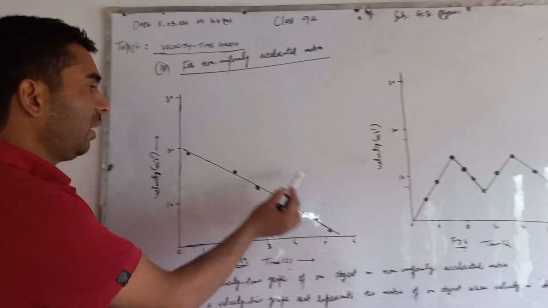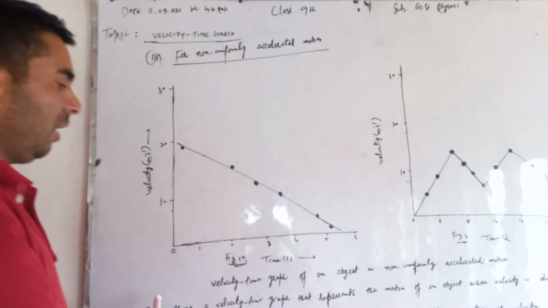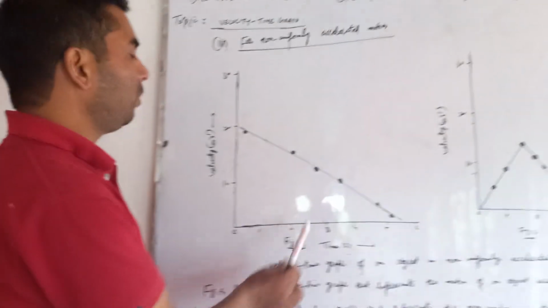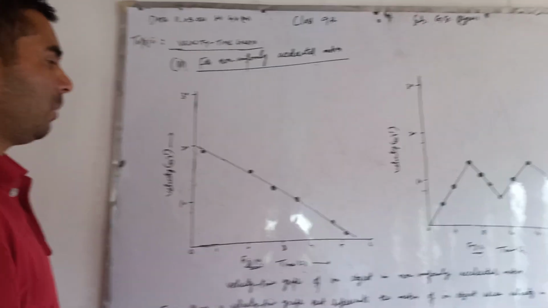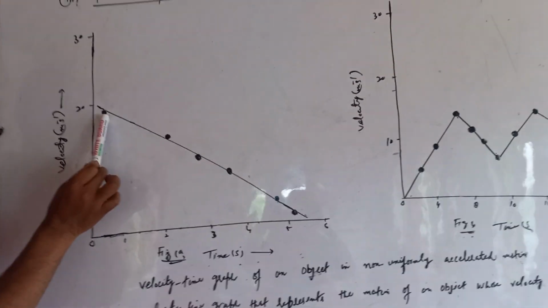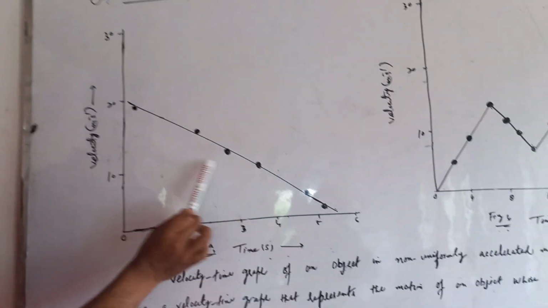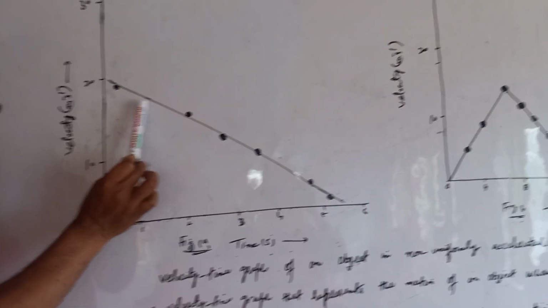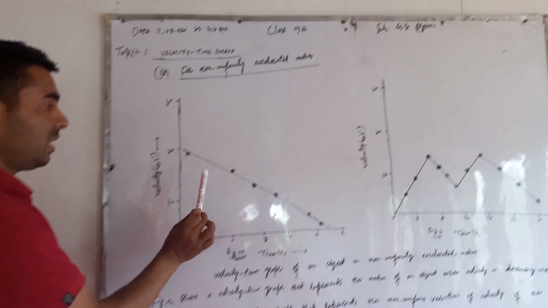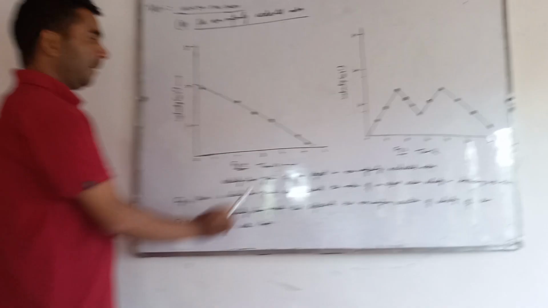Okay, यहाँ मैंने दो graphs plot किए, this graph and this is velocity time graph. It shows the velocity time graph that represents the motion of an object whose velocity is decreasing with time. यहाँ पर इसकी velocity decrease हो रही है with time, but it's not uniformly decreasing. Okay, students, this is the velocity time graph. This figure shows the velocity time graph of an object whose velocity is decreasing with time.